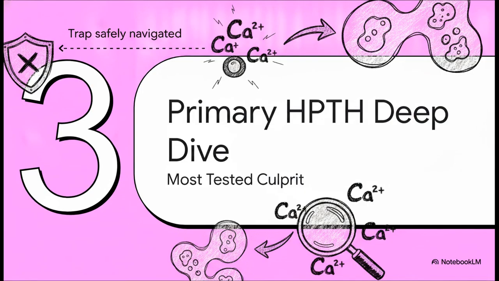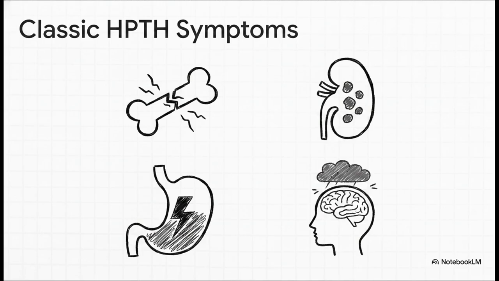Okay, having safely dodged that trap, let's head into section 3, primary HPTH deep dive, and dig into the most tested culprit of calcium overload. Now, while it's true that most patients today are actually asymptomatic and just get discovered by accident on routine blood chemistry panels, you absolutely still have to memorize this classic rhythmic mnemonic. You know the one: bones, stones, groans, and psychic moans.